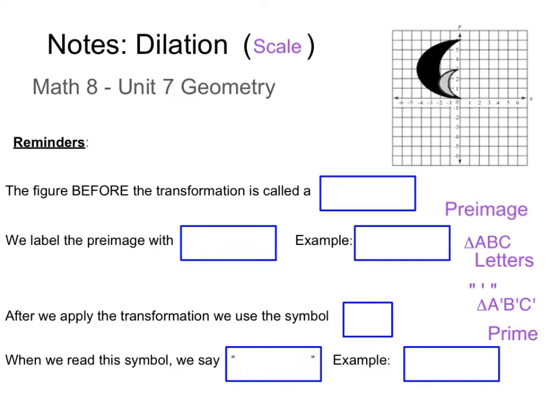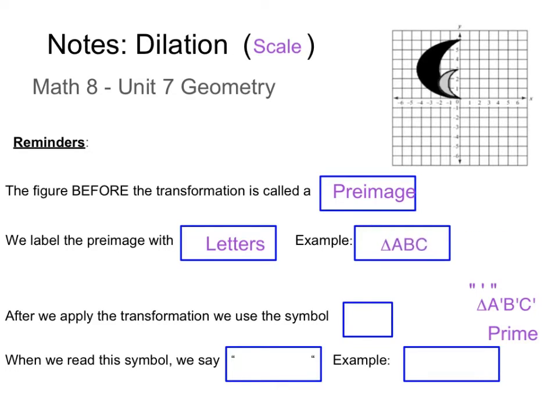So remember, a few reminders before we begin this transformation. The figure before the transformation is always called the pre-image. We label the pre-image with letters, so for example, triangle ABC. After we apply the transformation, we use the symbol with a little dash. It kind of looks like an apostrophe, but it's aligned straight up and down. And when we read this symbol, we say it's prime. For example, triangle A prime, B prime, C prime.